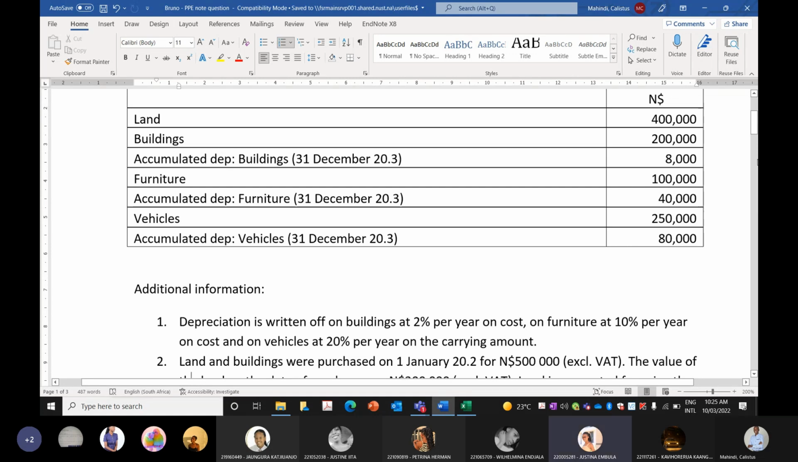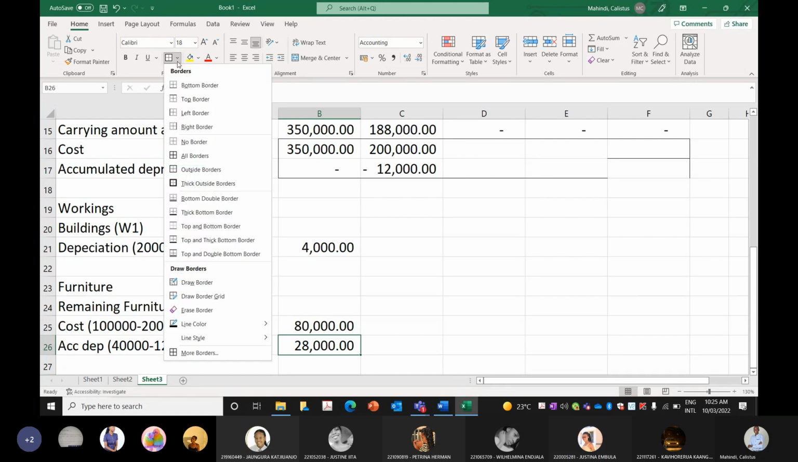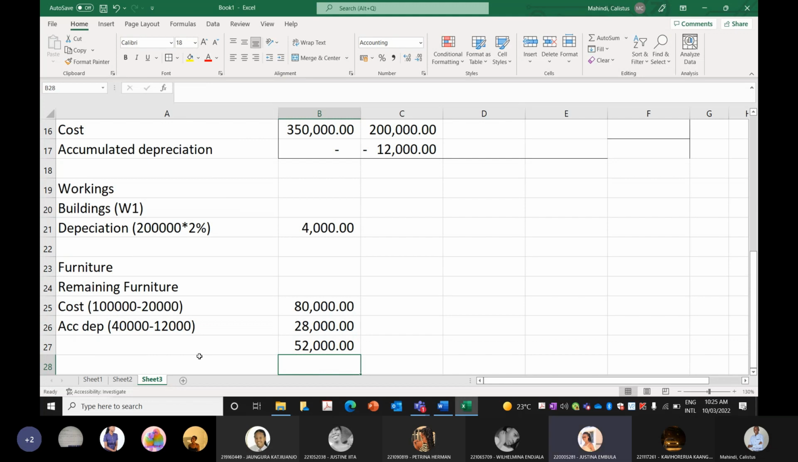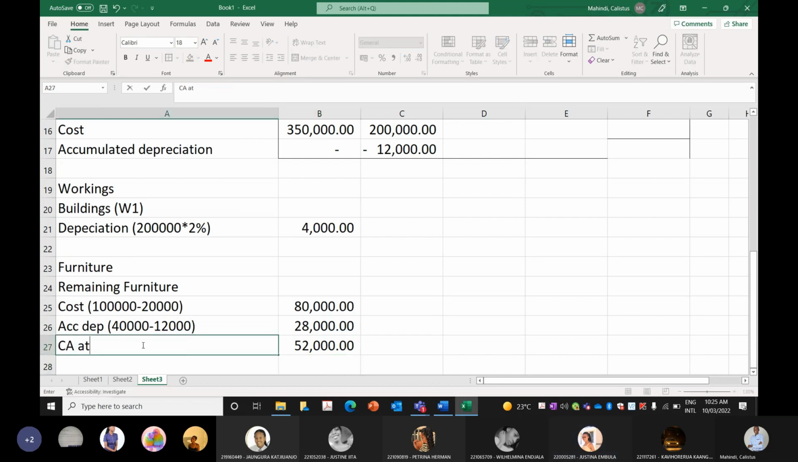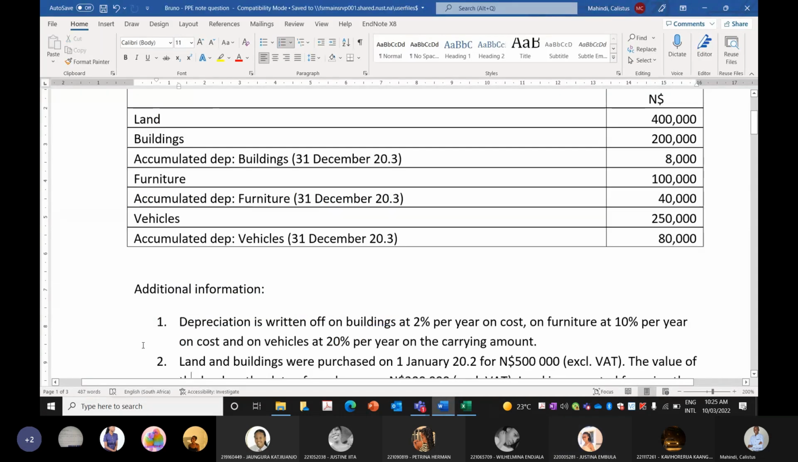So at the beginning, we have cost of 80,000 minus 28,000. So this would have been the carrying amount at 31 December 20.3. That is for the remaining furniture, right? Then we calculate the depreciation on the remaining furniture. What is depreciation on the remaining furniture?